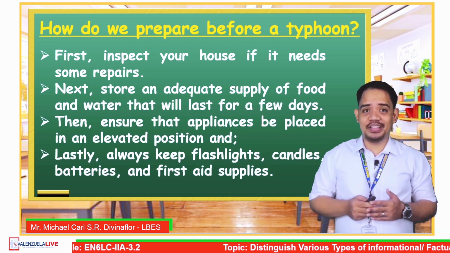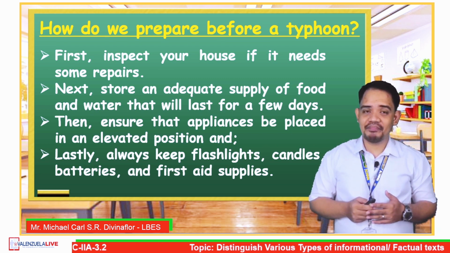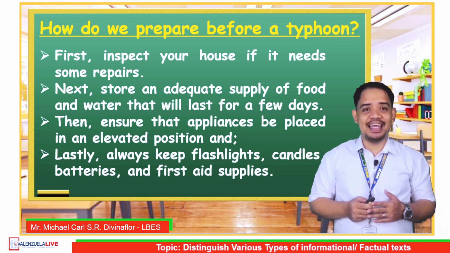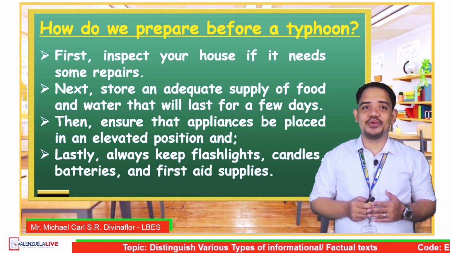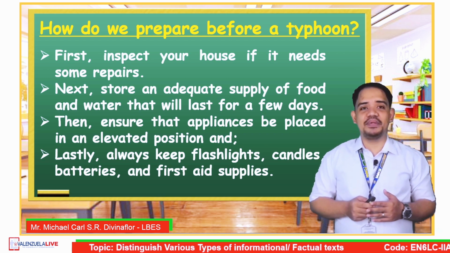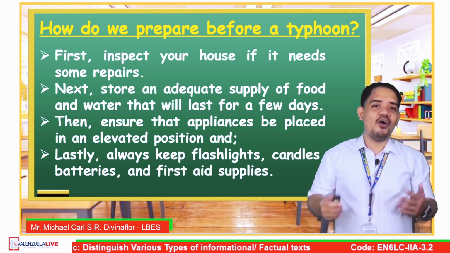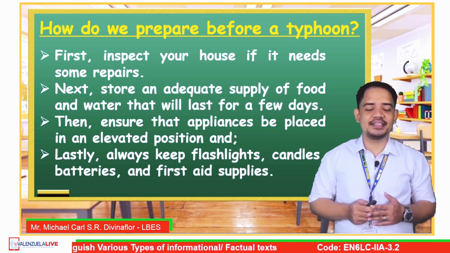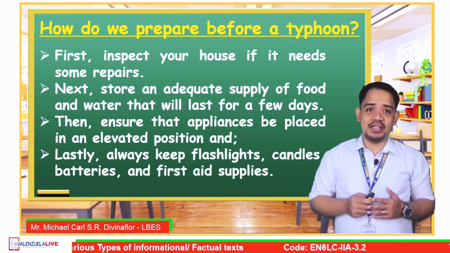So, according to the text, how do we prepare before a typhoon? First, inspect your house if it needs some repairs. Next, store an adequate supply of food and water that will last for a few days. Then, ensure that appliances be placed in an elevated position. And lastly, always keep flashlights, candles, batteries, and first aid supplies. Great! You are now prepared for a typhoon. Keep it up.